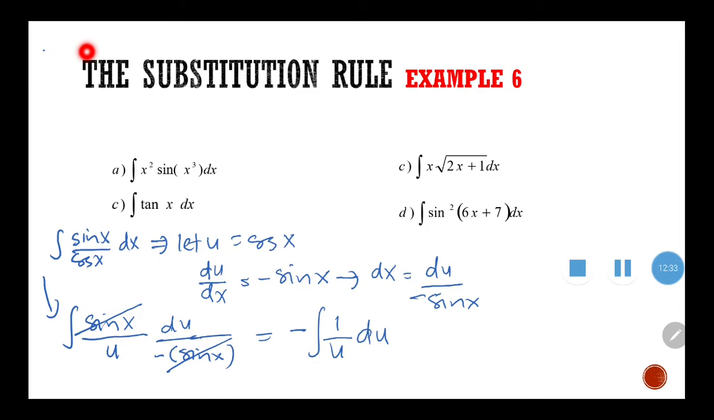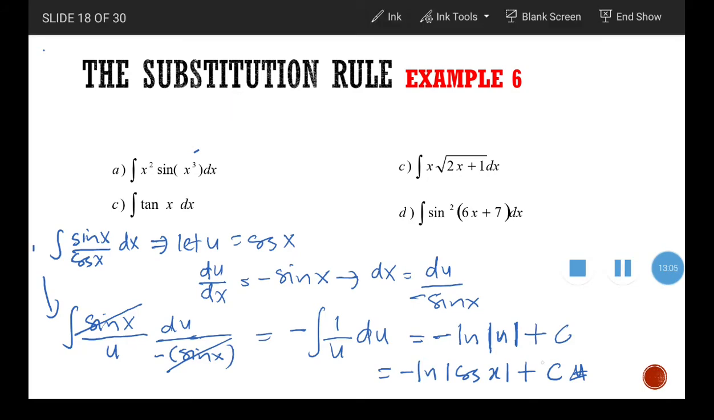So remember, what is the integration of 1 over u? Okay, look back at the formula. It is equal to ln u plus c, so here negative ln u plus c. Negative ln u ni saya letak modulus because ln cannot be negative. Alright, so your u is equal to cos x. Okay, negative ln cos x plus c.